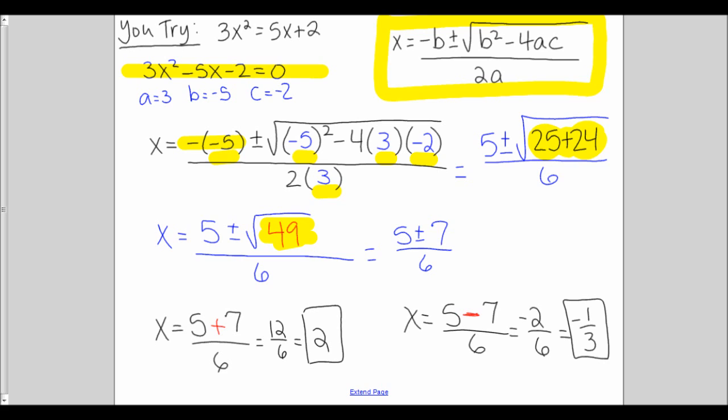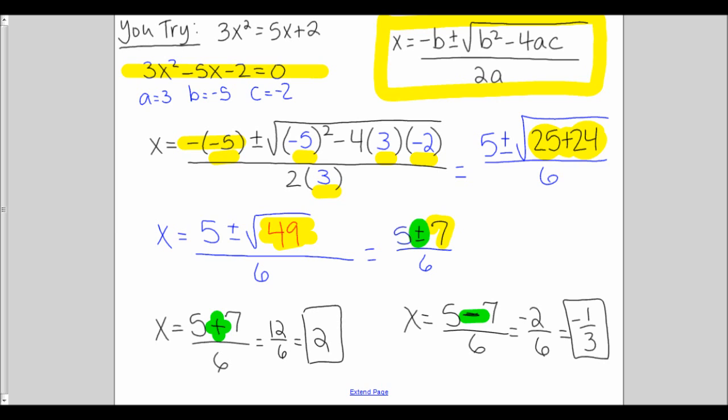Next step is to try and simplify what's underneath the square root. The square root of 49 is 7, so I could just do a simple substitution and replace the square root of 49 with 7. Next step, to break that expression into two parts. I have 5 plus or minus 7, so I break this into two parts. One where I have 5 plus 7 over 6, and a second where I have 5 minus 7 over 6.